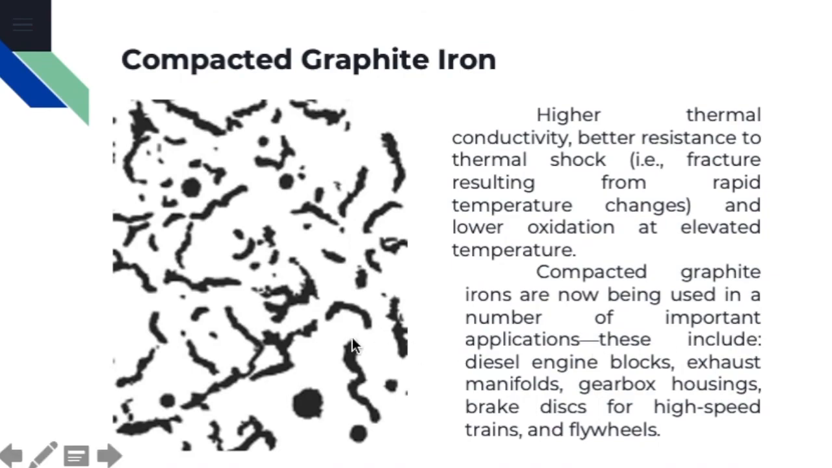So here we have a typical compacted graphite iron microstructure. Microstructurally, the graphite in the compacted graphite iron has a worm-like or vermicular shape. In a sense, this microstructure is intermediate between that of gray iron and ductile iron. In fact, some of the graphite, less than 20%, may be as nodules. However, sharp edges, which are the characteristic of the graphite flakes, should be avoided because the presence of this feature leads to a reduction in fracture and fatigue resistance of the material. Higher thermal conductivity, better resistance to thermal shock, and lower oxidation at elevated temperature.